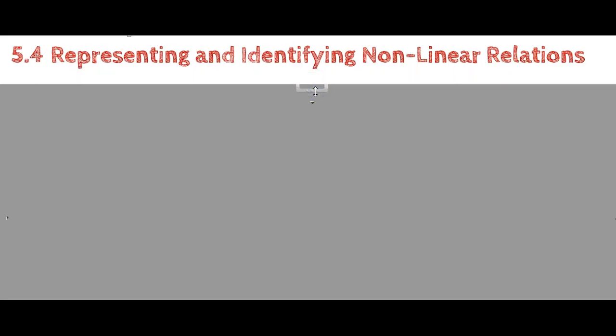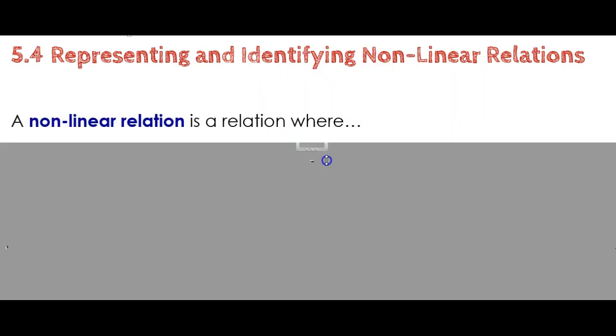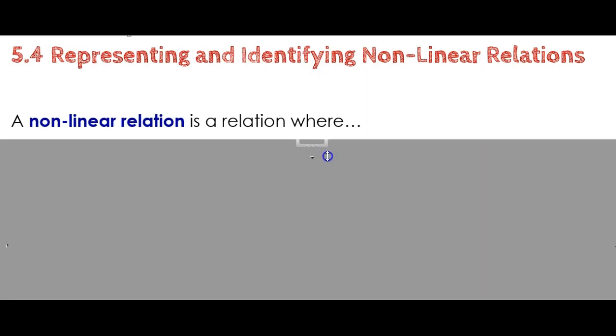So today's lesson is on representing and identifying nonlinear relations. All of the scatter plots that we've seen so far have demonstrated either no correlation or positive or negative correlations. Today we're going to be examining nonlinear relations. So it's possible for there to be a trend, but that trend is not a linear trend, as we've been seeing. So what is a nonlinear trend?